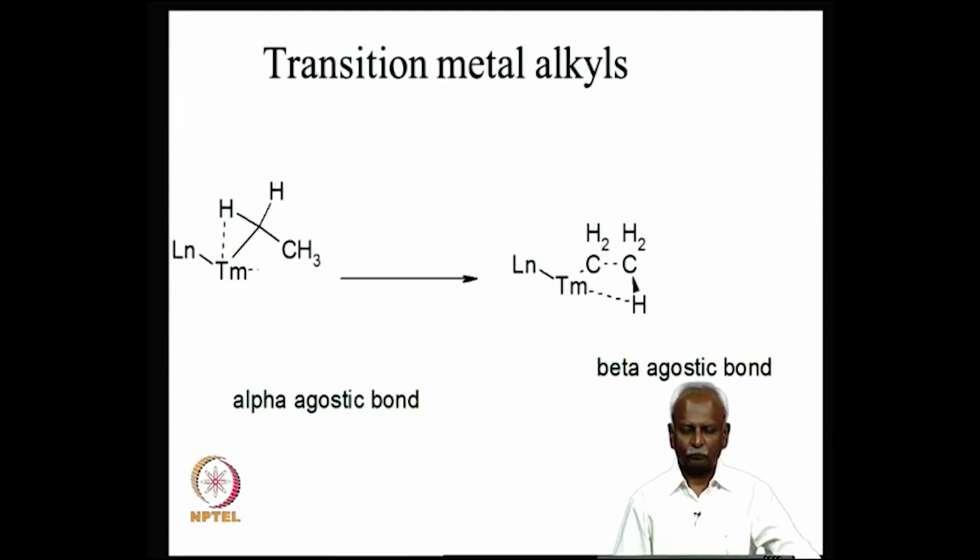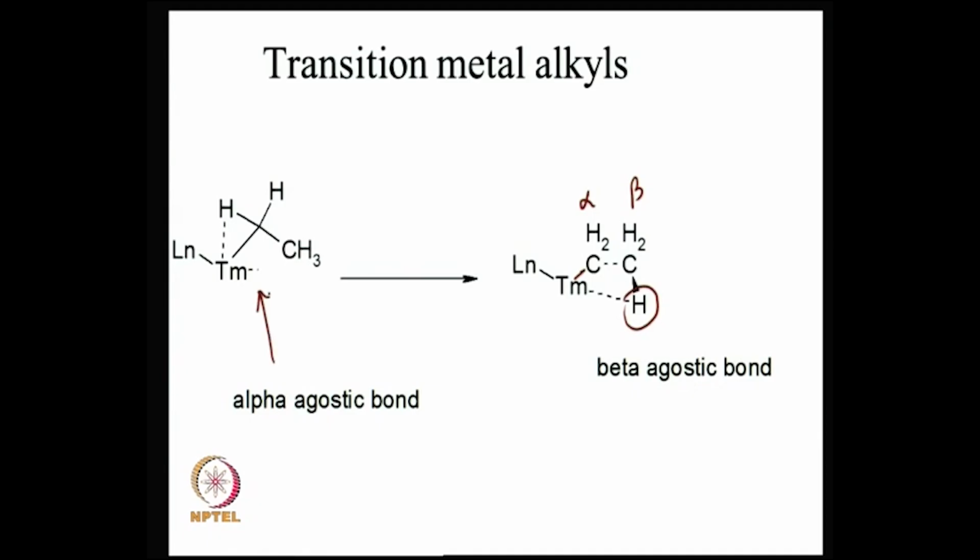So, if you have a transition metal with an alkyl group which has got a beta hydrogen. So, this is the alpha hydrogen and this is the beta hydrogen, and this is a transition metal alkyl bond. If you have a beta hydrogen, then this beta hydrogen has a tendency to interact with the transition metal, and this interaction has been called the beta agostic interaction. You can also have in a few cases an alpha agostic interaction as pictured here, but this is much rarer than the beta agostic interaction that is pictured here.